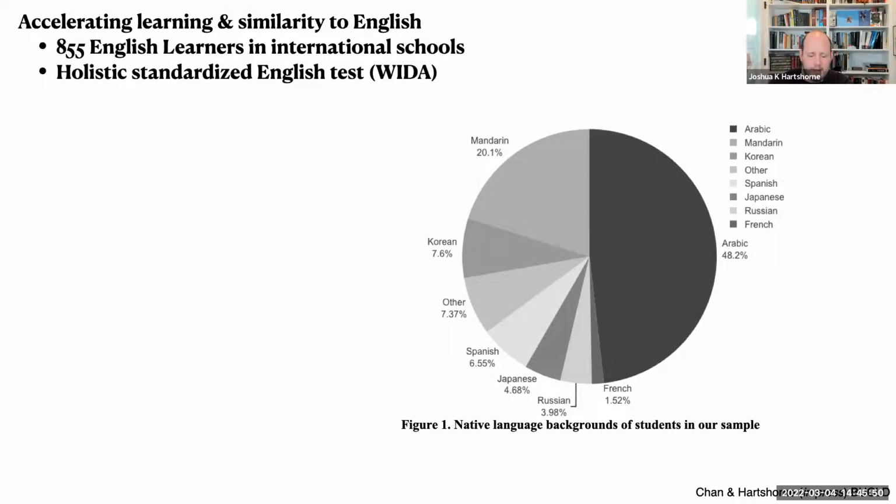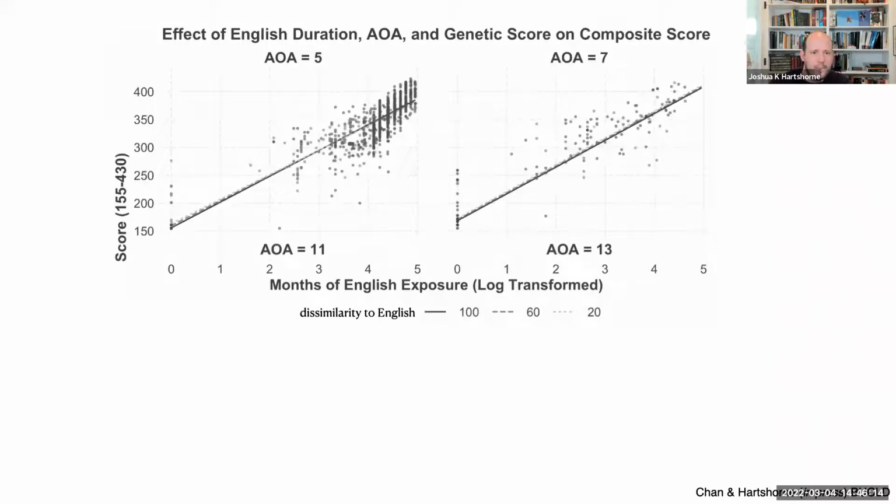And what we're interested in is looking at the effect of how similar their L1 is to English, which we measured using genetic distance, a measure based on Levenshtein edit distances between word lists, which is definitely not ideal, but it's currently the only game in town in terms of measuring similarities between languages.